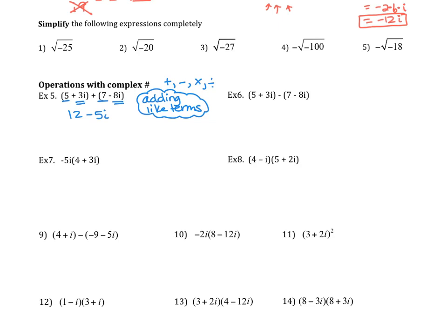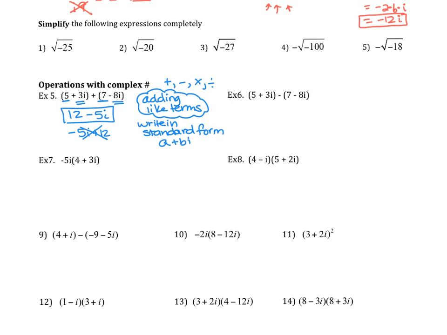Now make sure you write your answer in what we call standard form. We talked about this just a minute ago. That's the real part first and the imaginary part second. So you would not write this answer, for example, as -5i plus 12. We wouldn't write that. The real part first, the imaginary part second, and I'm going to do that in every single one of these examples.